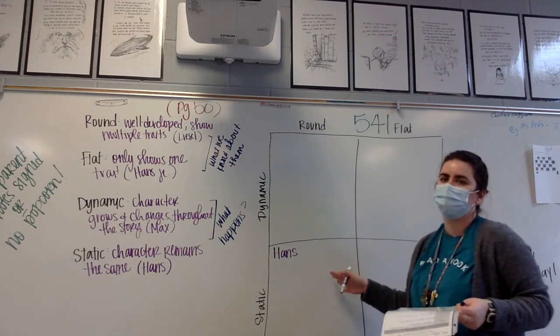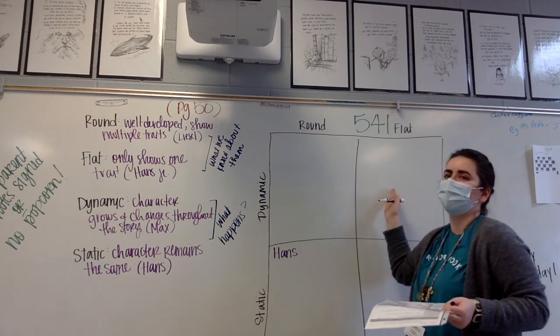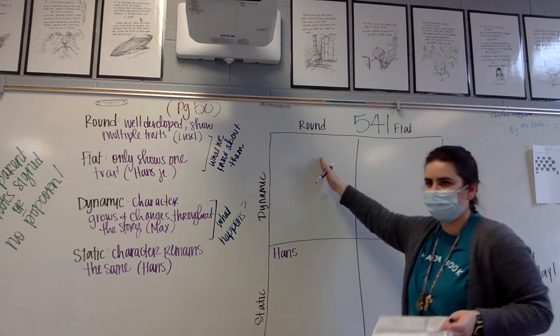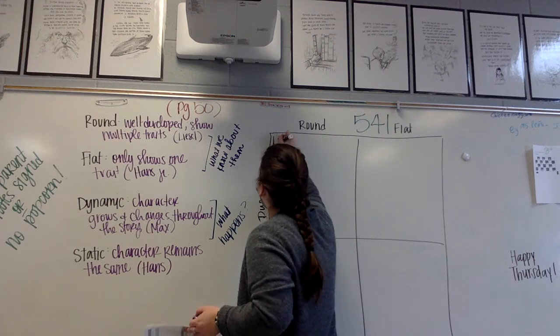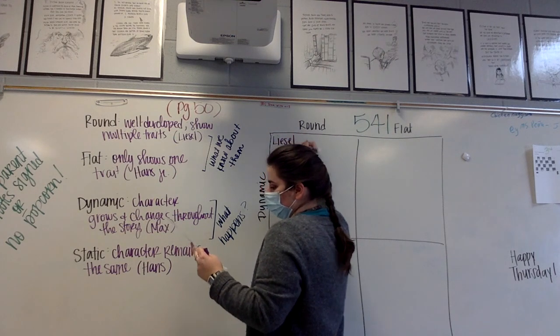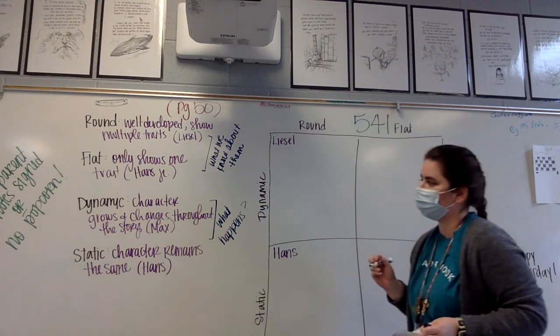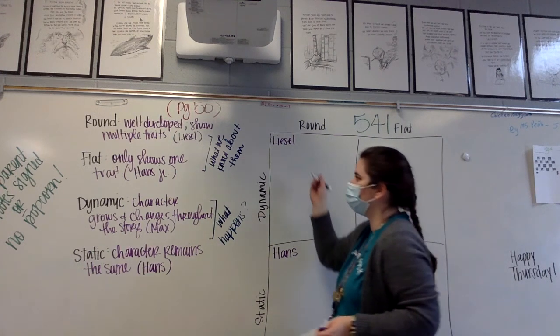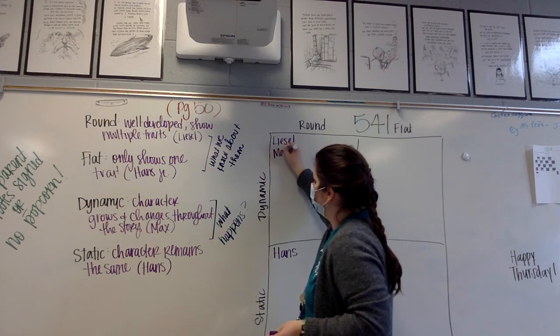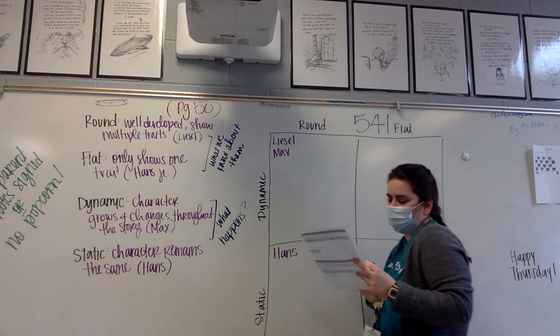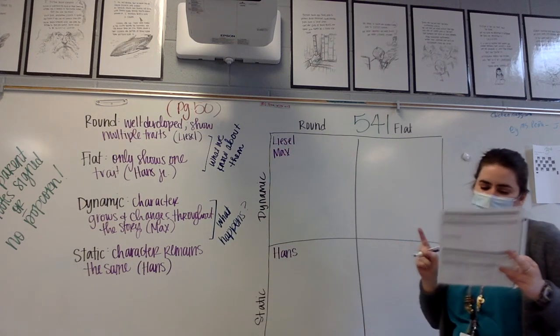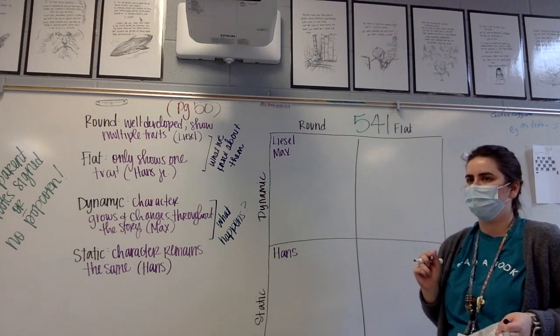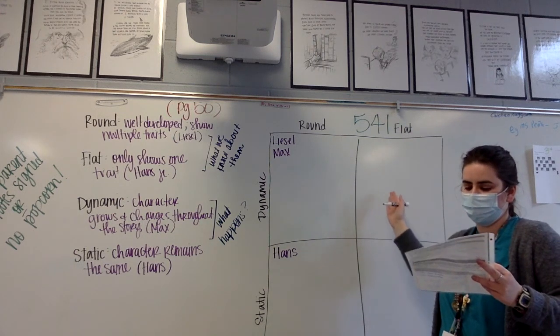Next one is Liesel. What do we think? Round or flat? Round and dynamic. Good. Next character is Max. What do you think? Round dynamic. Round dynamic. Good. What about Rosa? This is where it gets a little tricky. Flat or round?